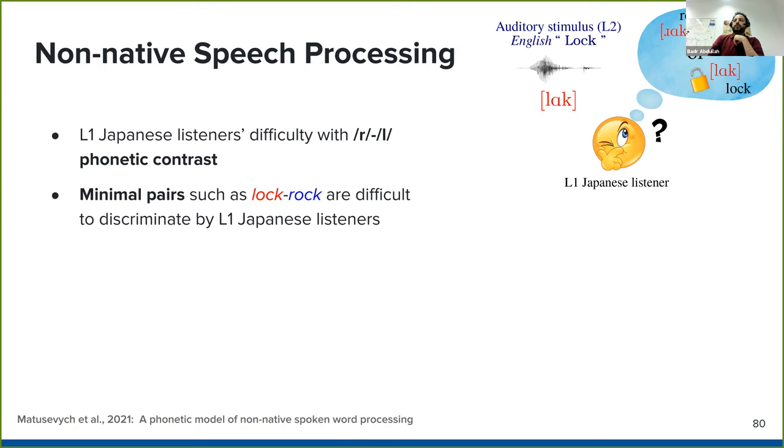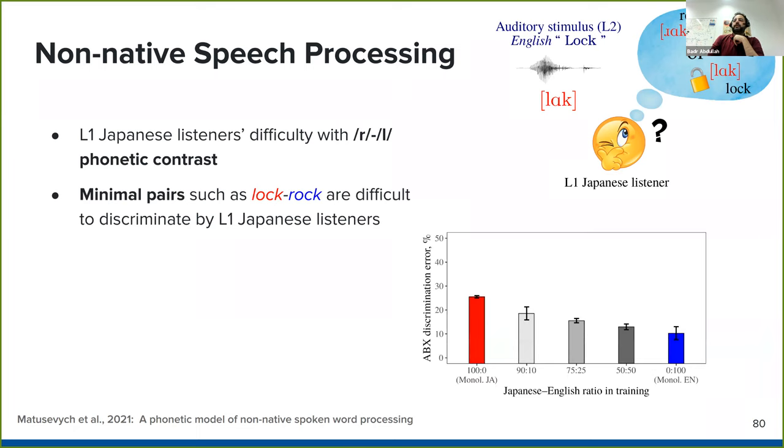And this correspondence autoencoder model has shown that it can actually predict this processing difficulty. So here we see that the red bar is a native Japanese model, and the blue bar is a monolingual English model. And in the y-axis, this is the error rate for a discrimination task between minimal pairs such as lock and rock. And it seems that with more exposure to English data, the model gets better and better at this discrimination task. So it seems that this model can predict lexical processing difficulties that are due to phonetic contrast or non-native phonetic contrast.